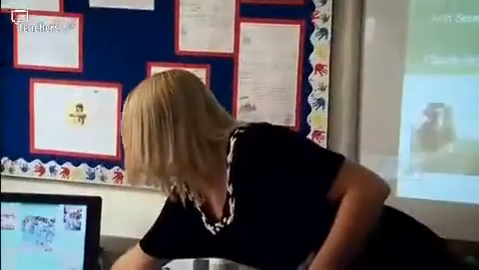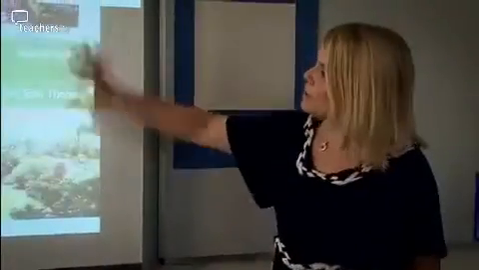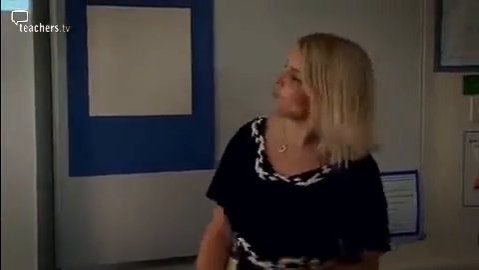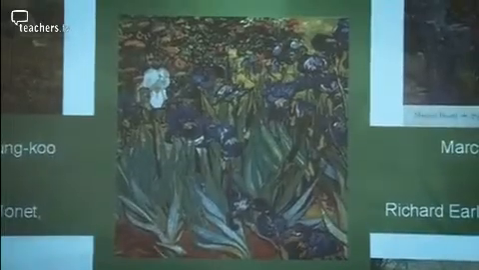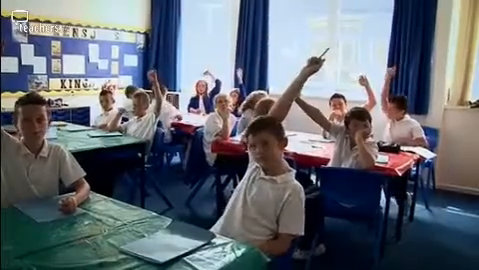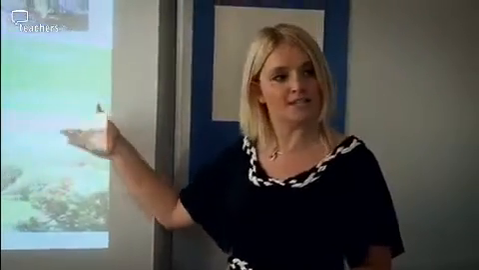So we're going to start off by having a look at a range of different artists' work. It's really important to take time at the beginning of these lessons to look really carefully and in detail at examples of artists' work in a similar style and looking at similar stimulus. So for example, we looked at artists such as Vincent van Gogh and Claude Monet and looked really carefully at the irises and leaves and the flowers that they have incorporated into their paintings.